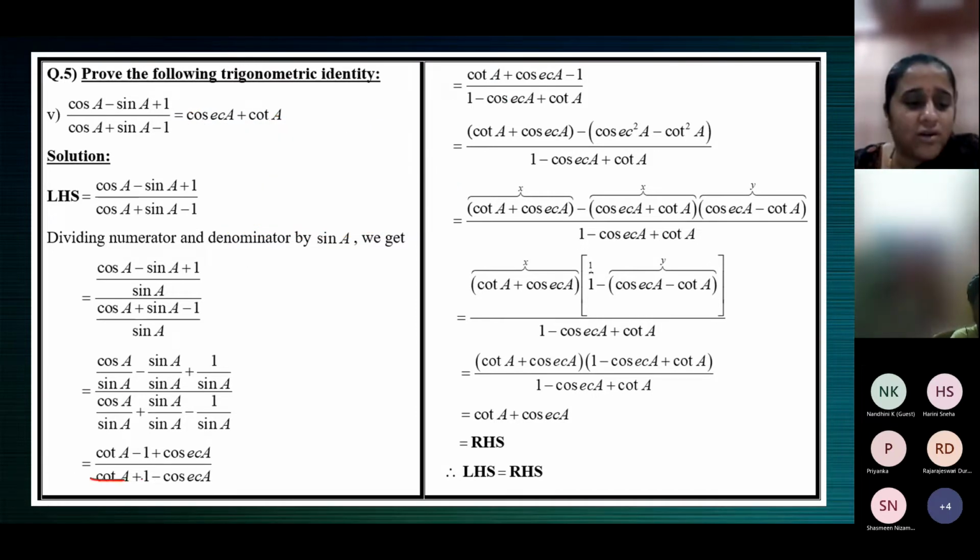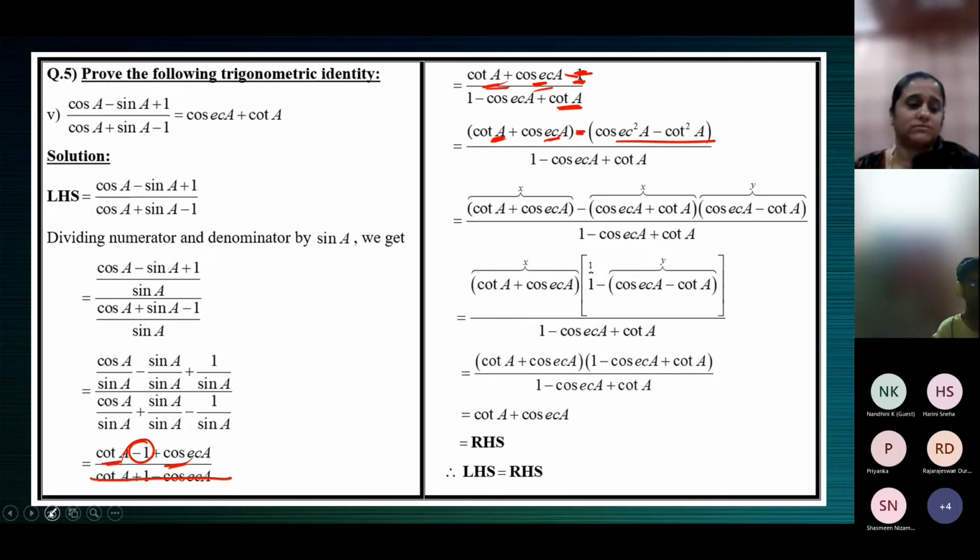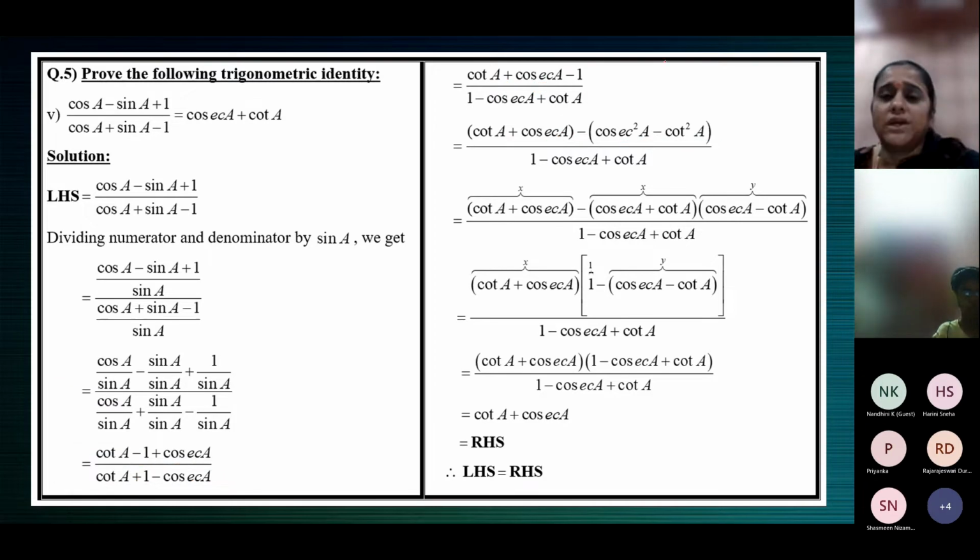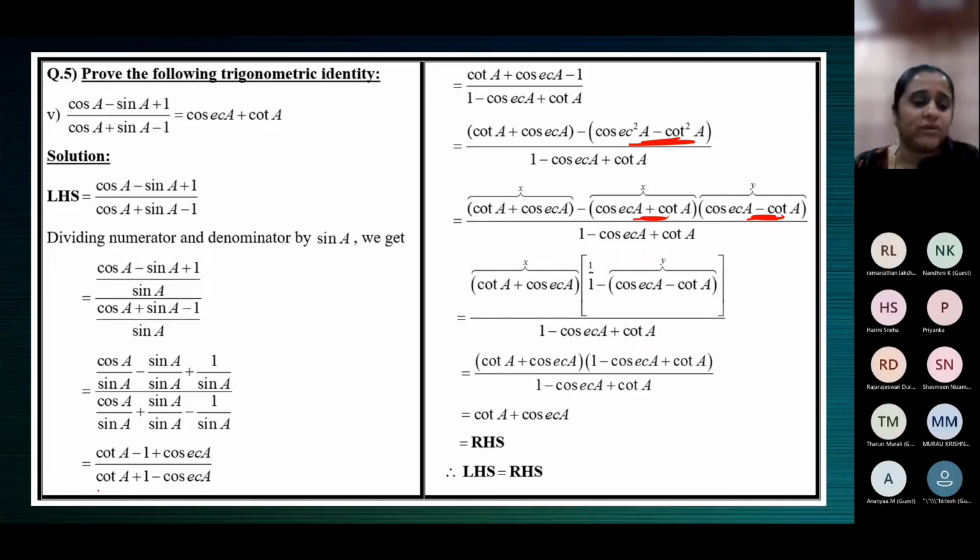So in the numerator, denominator not disturbed. In the numerator, in place of 1, the other terms as it is, cot A cosecant A, minus 1. Denominator as it is. Now in the next step, write this cot A cosecant A as it is, minus, instead of 1, cosecant square A minus cot square A. Now in the next step, A square minus B square is A plus B into A minus B.